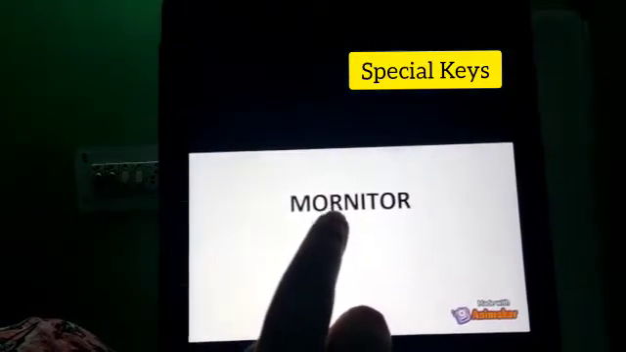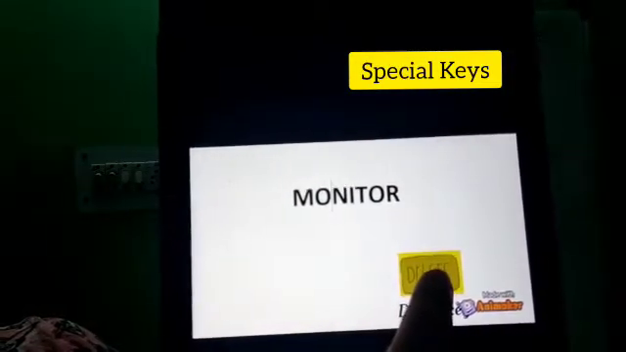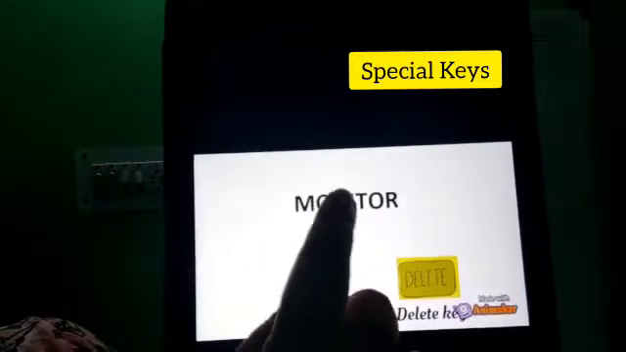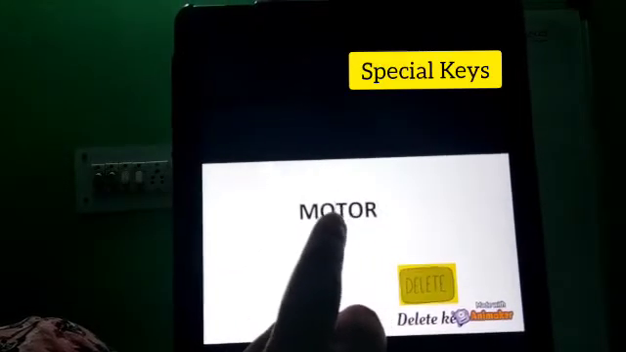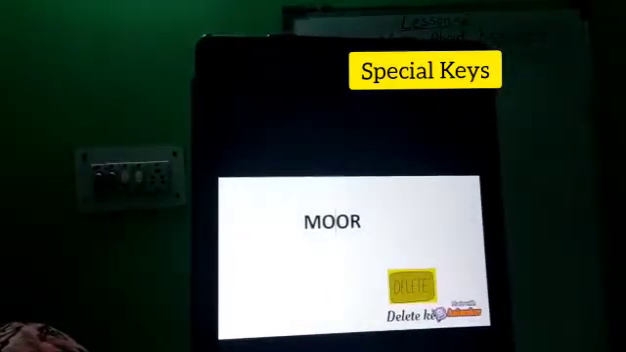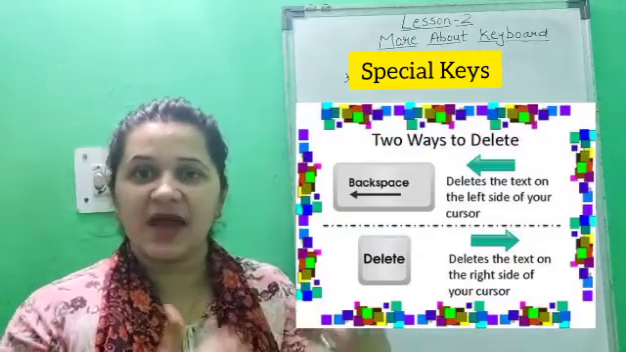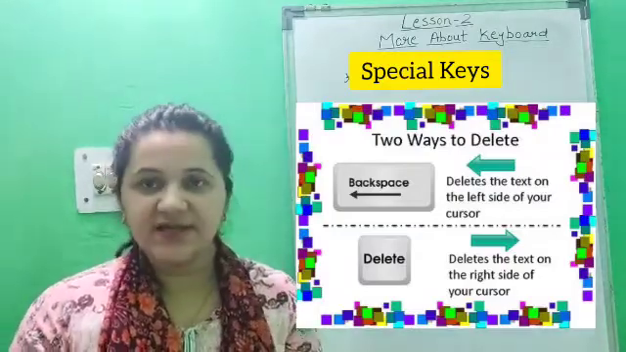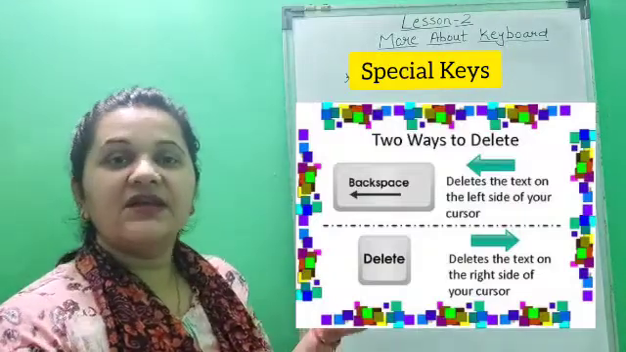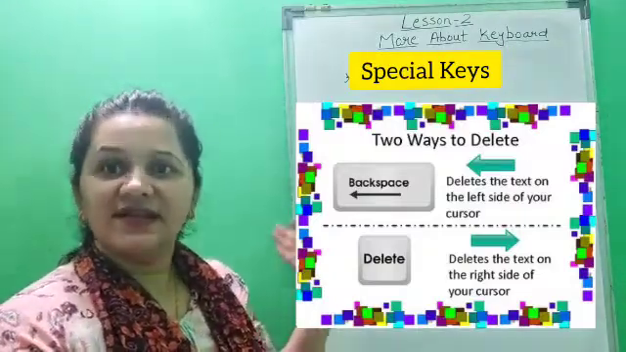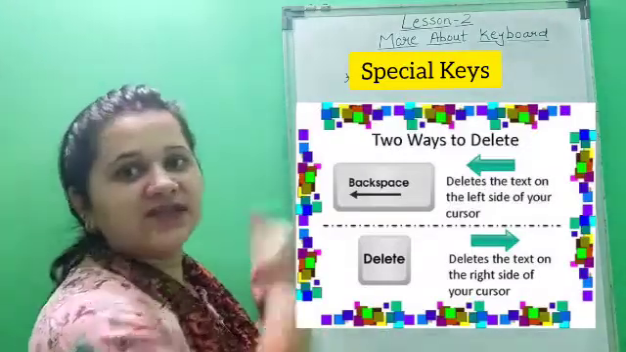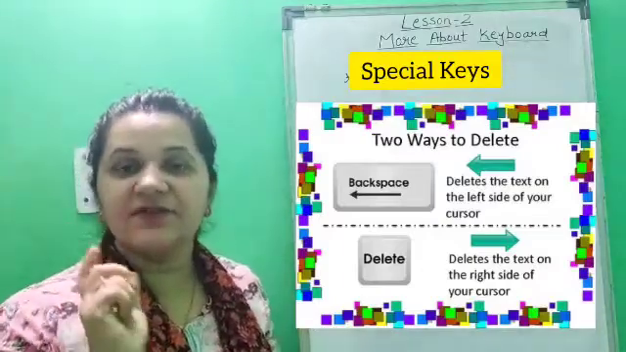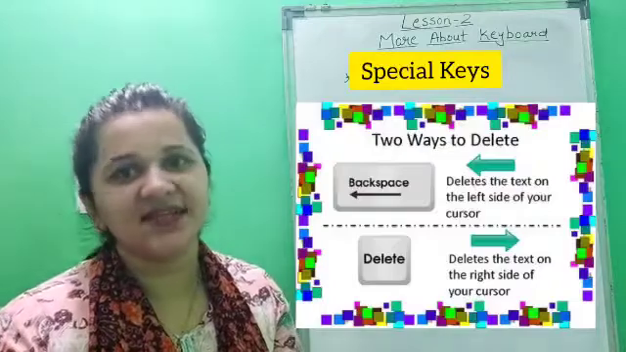Here I have pressed. This cursor is present here. Now when I press this delete key, it erases the letter which is present on the right side. It deletes the letter present on the right side. Again it deletes the N, which is present on the right side of the cursor. Now, do you understand the difference between the backspace key and the delete key? Yes, children. The backspace key erases the letter which is present on the left side of the cursor, and the delete key erases the letter which is present on the right side of the cursor. So this is the main difference between the backspace key and the delete key.